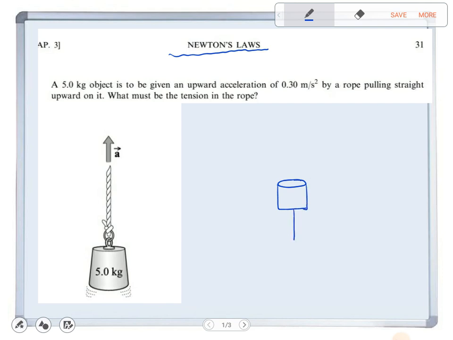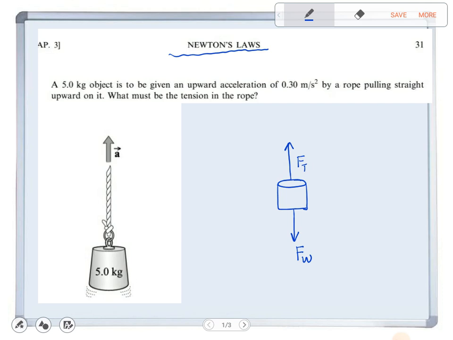So the weight of the object is always pointing downwards, right? So let's say the force due to the weight. Then upwards here we have the tension. Let's say the force due to the tension. That's what we have.